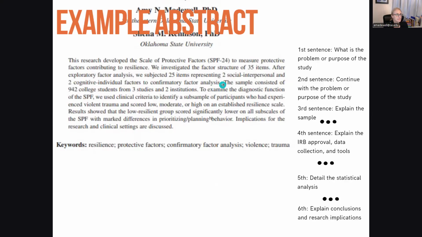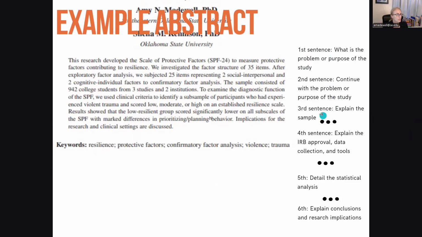But what it's doing is telling you what the purpose of this study is. What's the problem? There are a lot of research tools measuring resilience, but this one was designed to look at what protective factors people could have to help them overcome stress and trauma. So when we have our first and second sentence, typically in our abstract, we have to fit everything in. What is the problem? Why was our study needed? And usually fit that in 1 or 2 sentences. Really short and sweet.